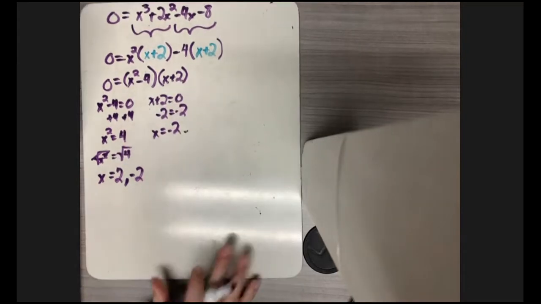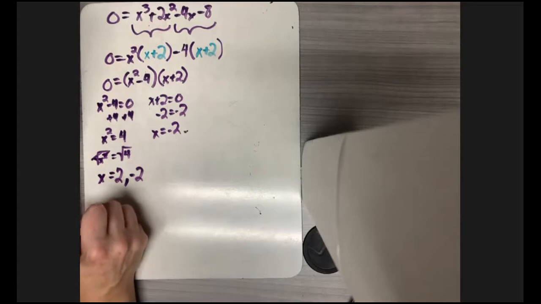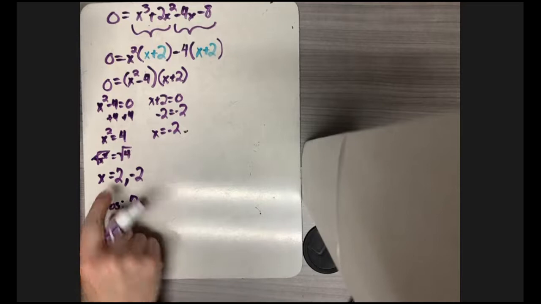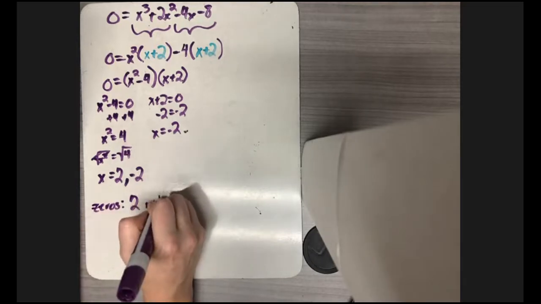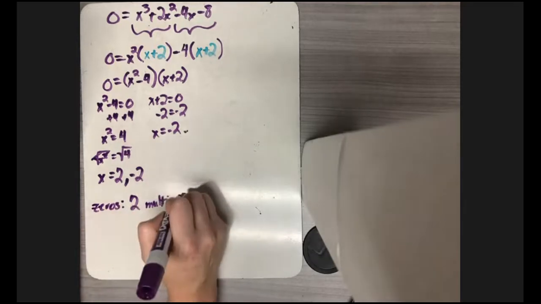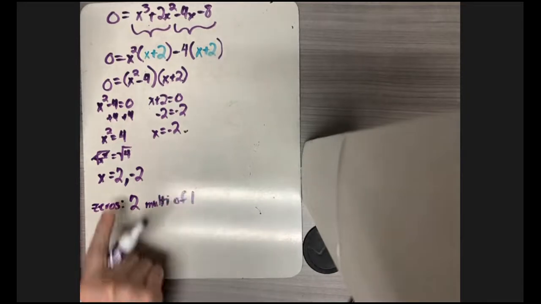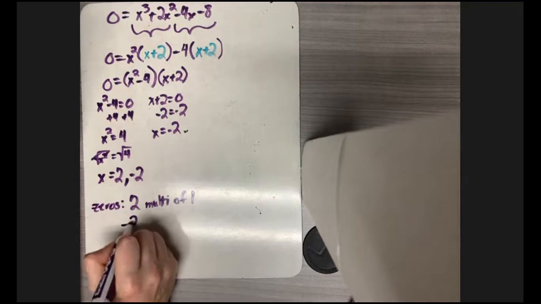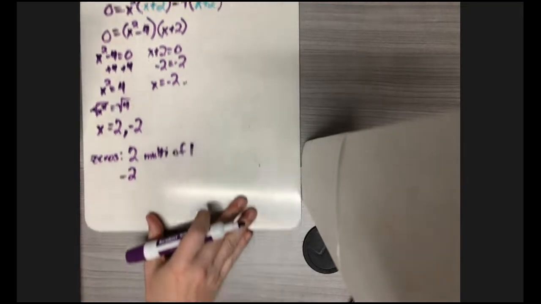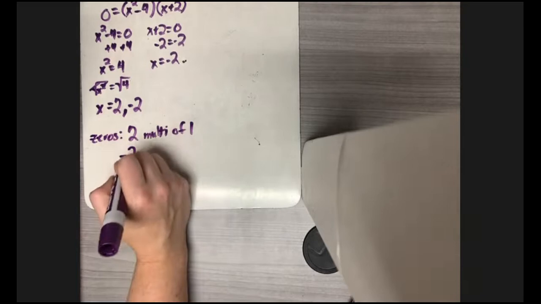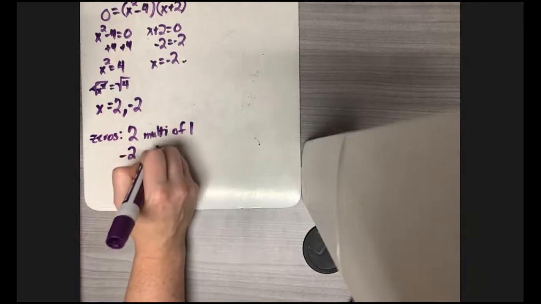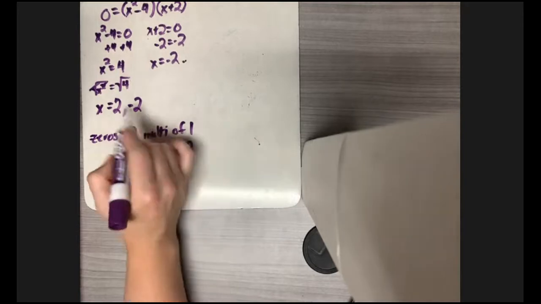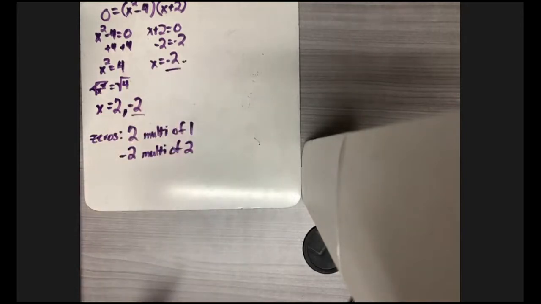Now, if we're going to talk about the zeros, we have a 0 at 2, and its multiplicity is 1, because it's only here one time out of all the answers that I see. I also have a multiplicity of negative 2, or negative 2 is a 0. Its multiplicity is 2 because it's here twice.